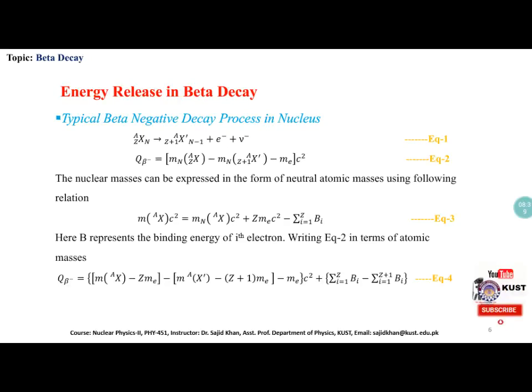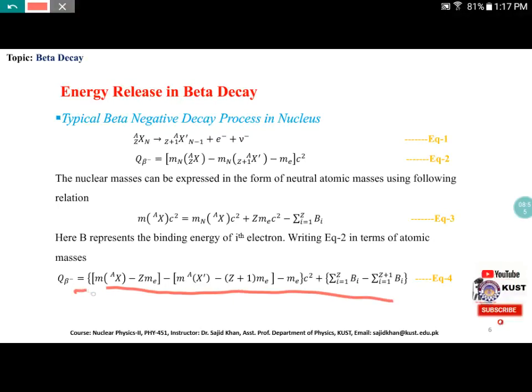Okay, so by writing equation number 2 in terms of atomic masses, finally we have this relation for the energy released. Here I have collected the binding energy terms at the end. Okay, and we can see that the number of electrons is actually the same here, and they are cancelling out.